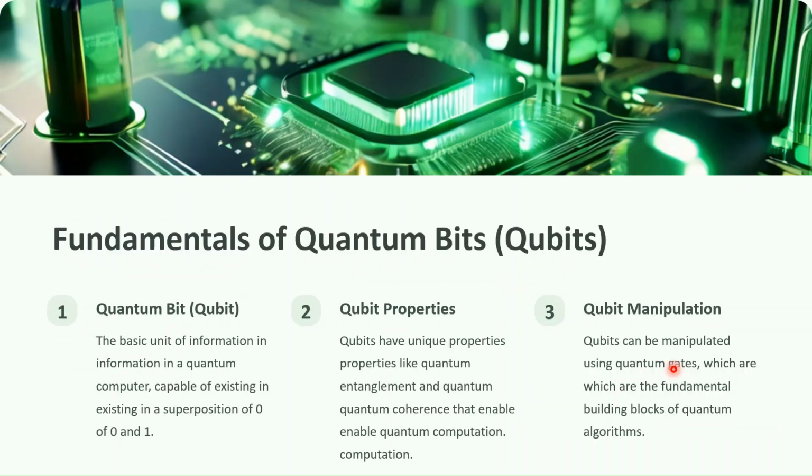Now the fundamentals of qubits. Classical bits can be either one or zero, but quantum bits can exist in a superposition of zero and one, and they have quantum entanglement and quantum coherence that enable quantum computation. The qubit can be controlled by gates, which in physical terms are microwaves.